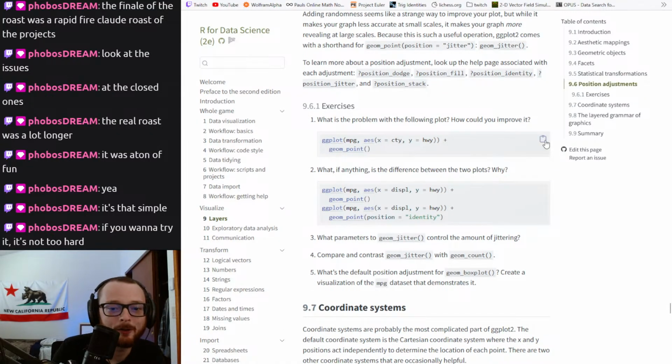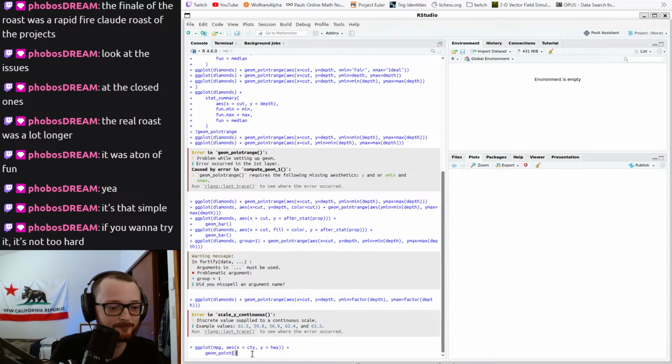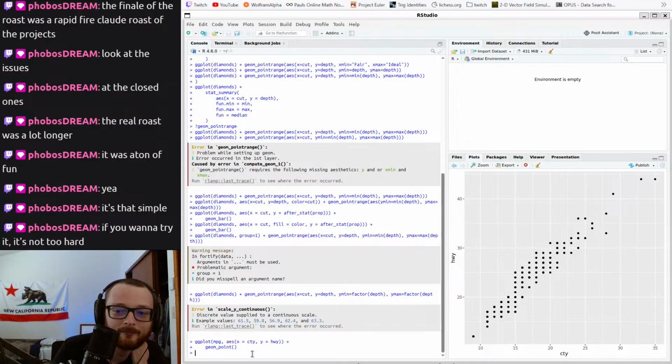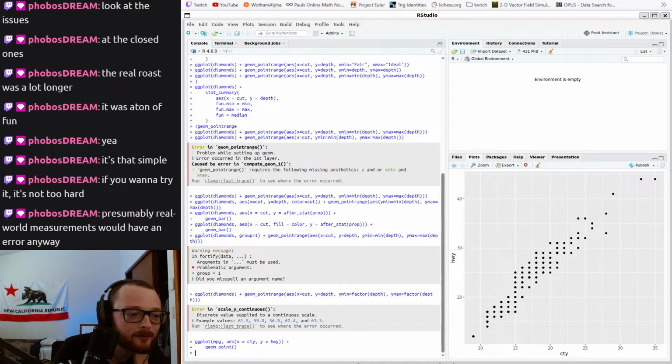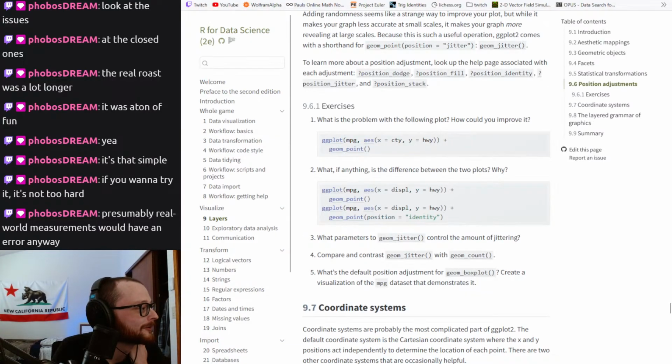What is the problem with the following plot? How could you improve it? Let's see. Oh, there's not enough randomness in these points. We need some randomness. Is that actually what their issue is with this plot? City versus highway. The scale is kind of squished. I don't like that. I mean, that's true.